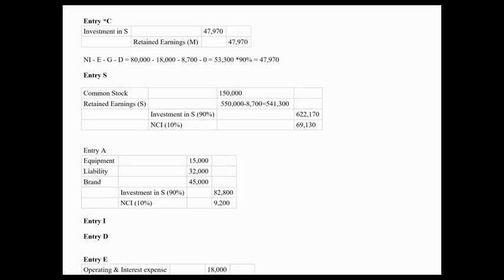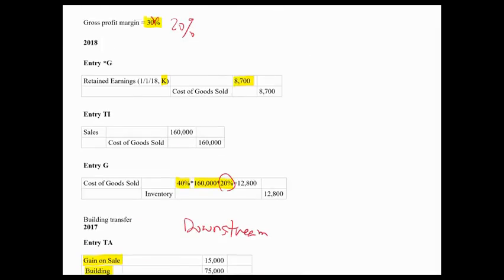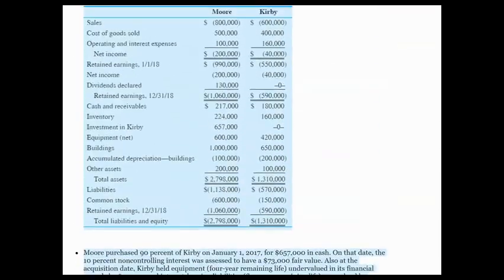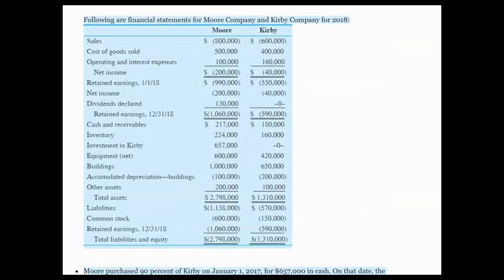Let's continue our consolidation entries. The next one we are going to prepare is entry star C. The reason we have entry star C is because the parent is not using the equity method. How can we figure that out? By looking at the financial statements of the parent, Moore company, we didn't see any investment income from Kirby. The reason is that if we look at the dividends declared by Kirby, it's 0. That explains why there's no investment income.